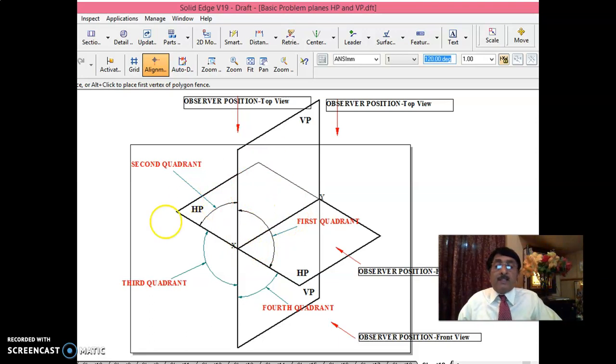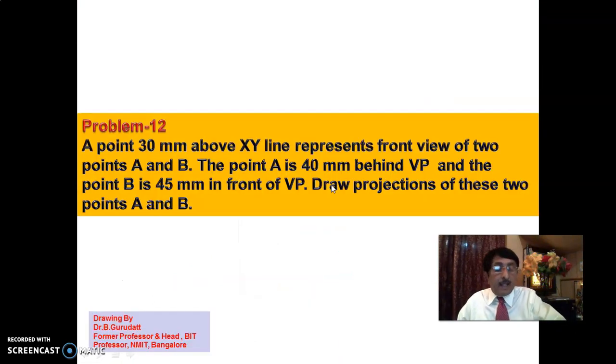And just because they have said above XY line, you should know it is the points located in the first and second quadrant, where above XY line you have the frontier. In first and second quadrant only, above XY line you will have the frontier. If they say a point 30 mm above XY line represents the frontier of 2 points A and B, you should know very well at this stage the points are one behind the other, and that too in the first and second quadrant.